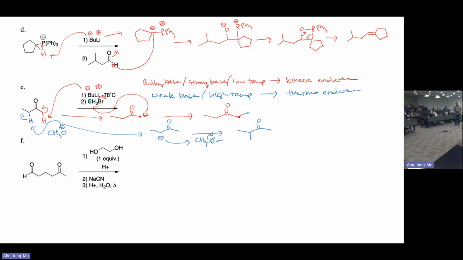And we've got an aldehyde and a ketone, but we're only adding one equivalent of the ethylene glycol. So that will make an acetal, but only on one carbonyl. Then which one will it be? Is the aldehyde going to make the acetal, or is the ketone going to make the acetal? That's the question that we face first.